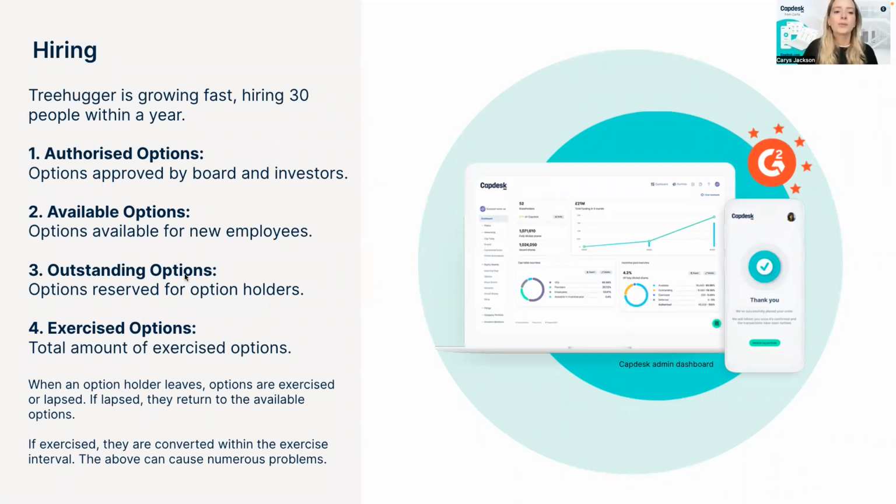We would split our option pool up into authorized options, available options, outstanding options, and exercised options. So let's say an option holder leaves the company, and those options either exercise or they lapse. If they lapse, they return back to our available options. And if exercised, they are then converted within the exercise interval. This can cause numerous human errors in the option pool if it's not closely watched, if it's in spreadsheets. And I think that is where a system like Capdesk really, really comes into play.